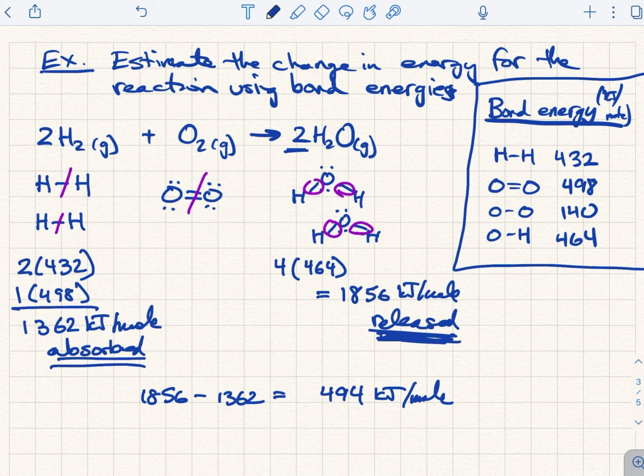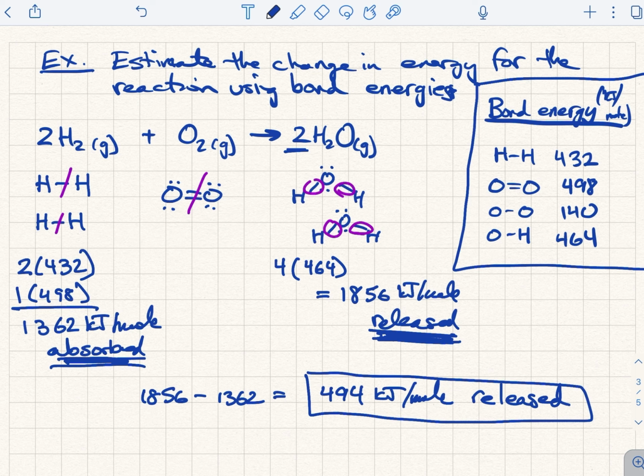And there's more energy being released by the formation of bonds than there is being absorbed by the breaking of bonds. So therefore, this is the number of kilojoules per mole that are released, right? Because the amount that we release from formation is bigger than the amount of energy being absorbed by breaking bonds. All right, so that's how we're going to do these.